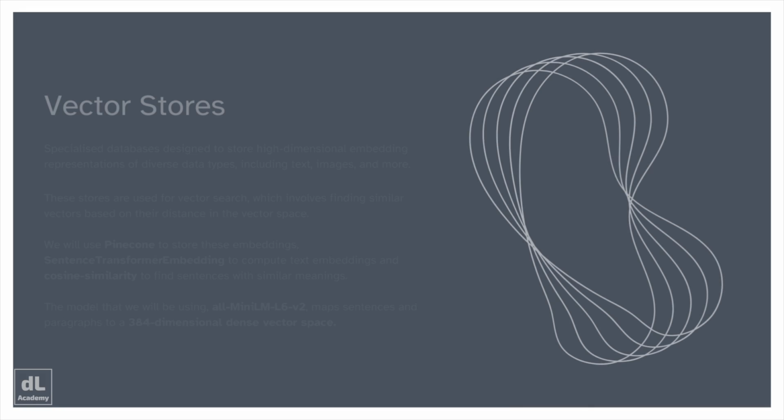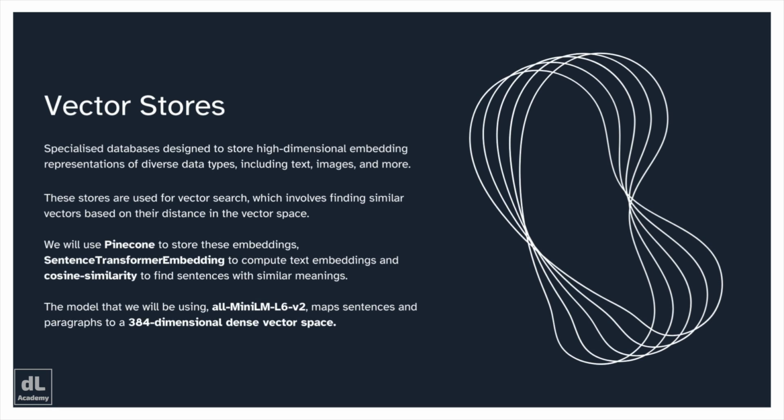Vector stores are specialized databases designed to store high-dimensional embedding representations of diverse data types, including text, images, and more. These stores are used for vector search, which involves finding similar vectors based on their distance in the vector space. LangChain provides tools for storing and querying similar vectors, and it offers observability features to monitor the behavior of vector stores, including tracking latency, queries, the number of documents retrieved, and the content of documents. Additionally, LangChain supports integration with various vector databases, such as Pinecone, which we will be using in this video.